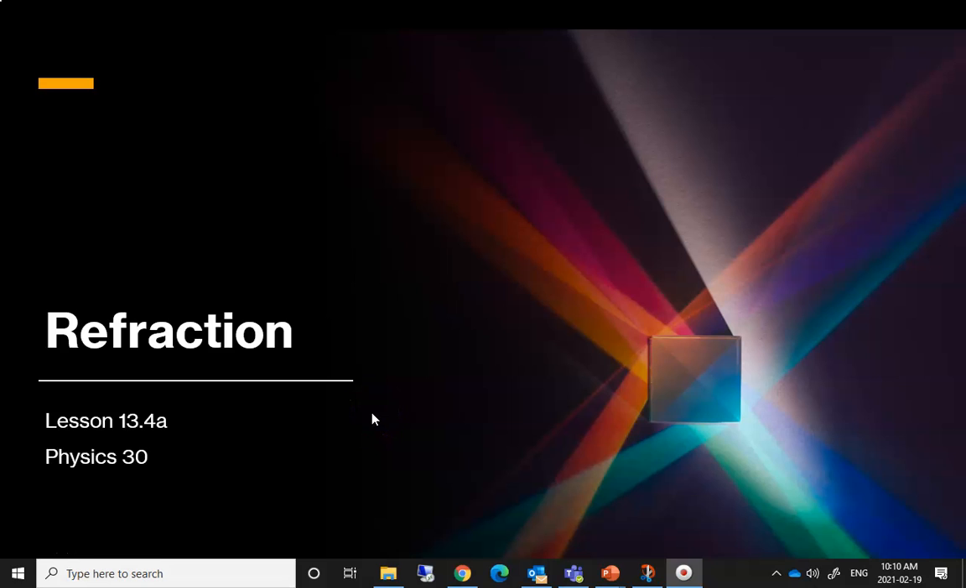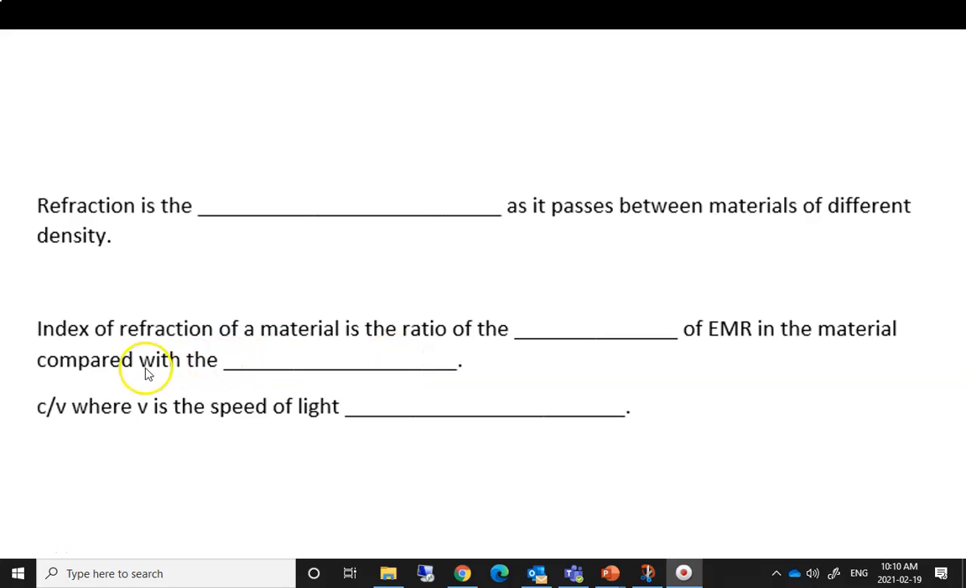Hello, this is lesson 13.4a on refraction for Physics 30. Taking a look, what is refraction? Refraction is simply the bending of light as it passes between materials of different density.